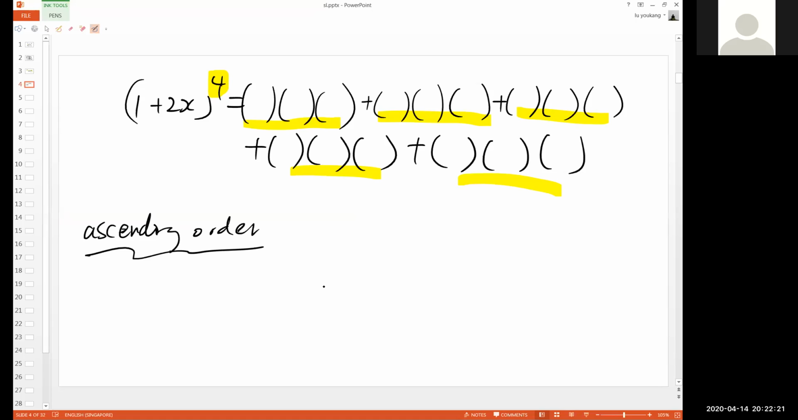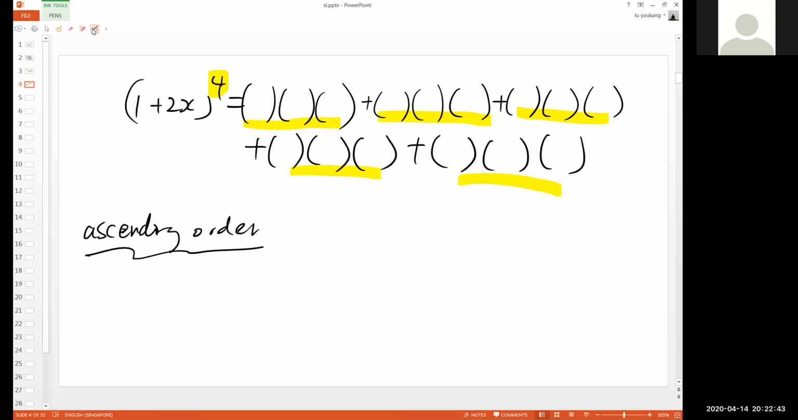Okay, good. So you want ascending order, what it means is your first term must be x to the power of what? Ascending order, the last one should be what? If the first one you are confused, the last one should be the highest power, right? 4. So that means over here, right?